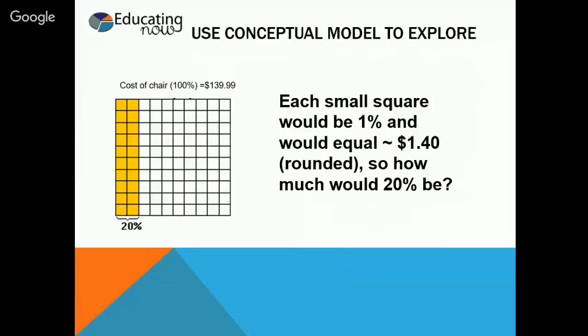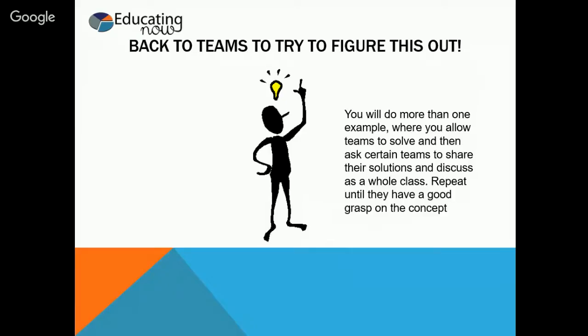And it didn't take long for them back in their teams to figure this out. There were all sorts of aha moments as soon as they realized that if 100% of the chair is about $140, then 1% is $1.40, and they could go from there and figure out any percentage of the chair.